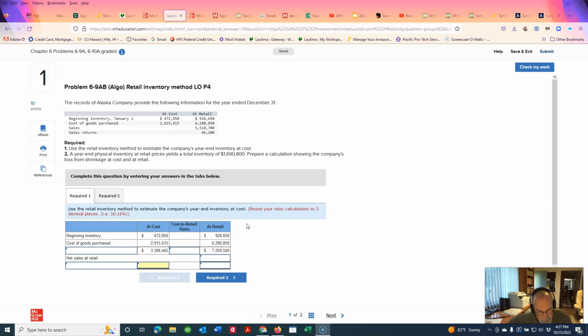The learning objective is P4, apply both the retail inventory and gross profit methods to estimate inventory. So focusing first of all on the retail inventory method, steps 1, 2, and 3. The first step is to calculate the ending inventory at retail.